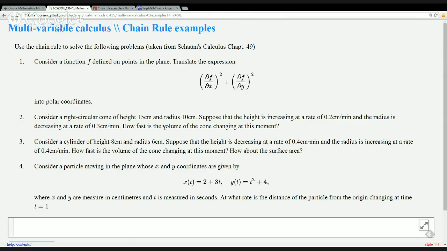Okay, so let's have a look at question 1. Now, this is going into polar coordinates, so we'll be able to make use of the partial derivatives we obtained from the example in the lecture.